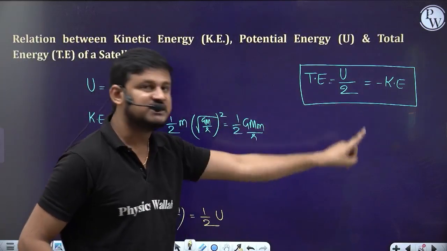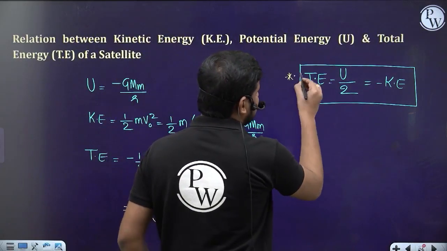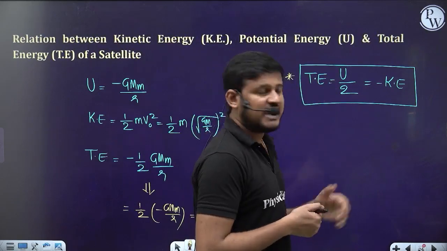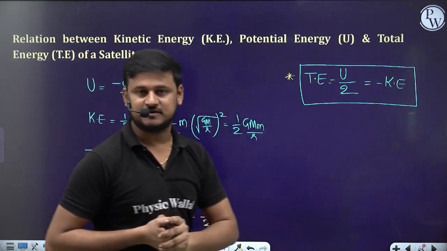So the relation between these three is that the total energy is equal to half of the potential energy, which is equal to the negative of the kinetic energy.